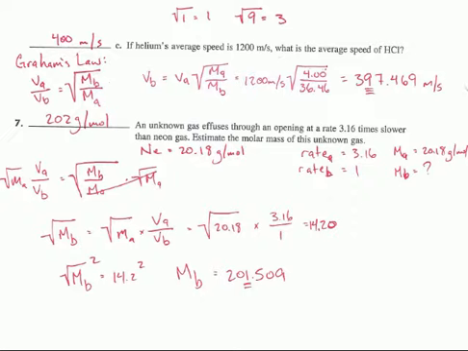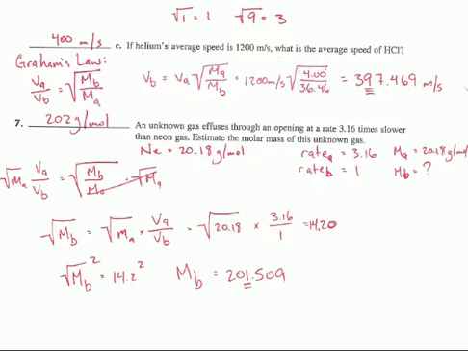So we don't have an absolute rate. It's one of the things that Graham's law is kind of weak at. It doesn't give you an absolute speed all the time. It's kind of difficult to do that. But what we can do a lot of times are relative rates, and that's what we have here. 3.16 times slower. We don't know what the actual speed is. We just know that it's 3.16 times slower. That's it.